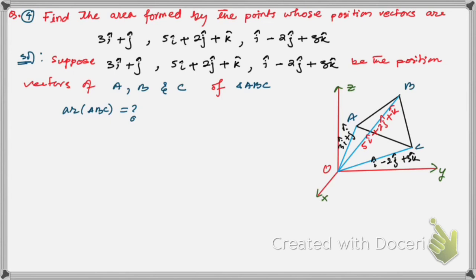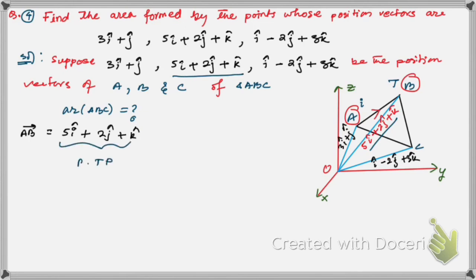So now let's find the AB vector first. This vector AB will be given by B, the terminal point, and A, the initial point. So position vector of the terminal point minus position vector of the initial point. That's how you get the vector AB. The position vector of the terminal point, B here, is the one we have considered, and this is the position vector of the initial point. The initial point is A, the starting point.